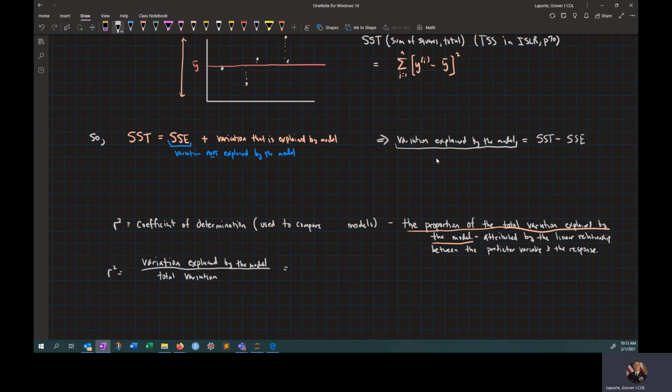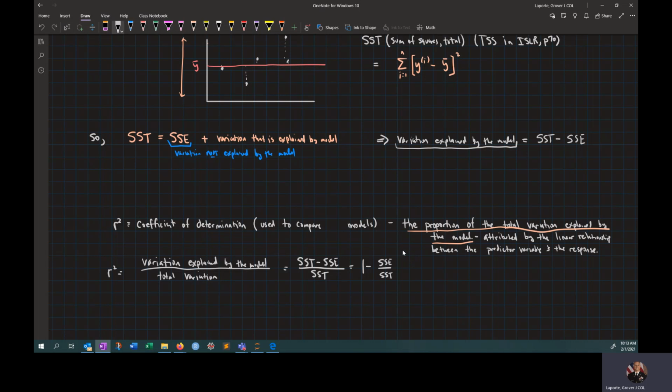We've already talked about both of these. The variation explained by the model is SST minus SSE, all divided by the total variation that we've already talked about, SST. Then I can put numbers into all these, and it's just equal to 1 minus SSE over SST. I think this is the formula that most people see. You just take SST and put it underneath, simple fraction stuff, and you get that.